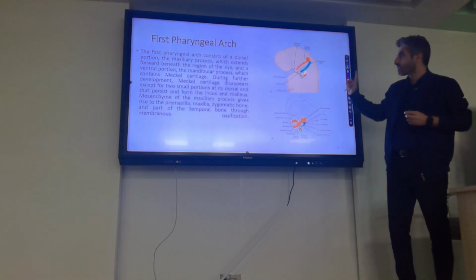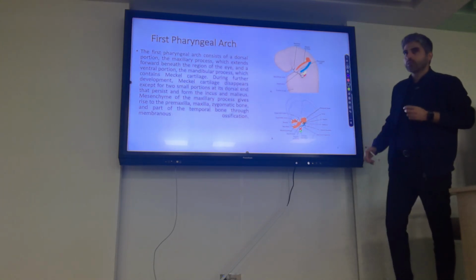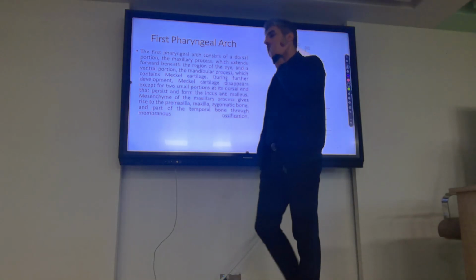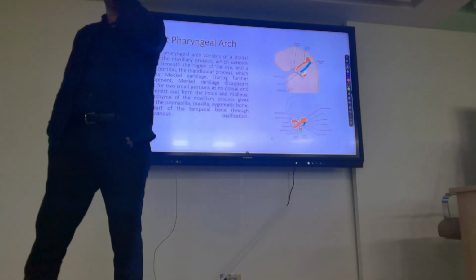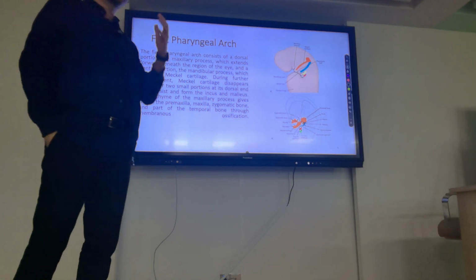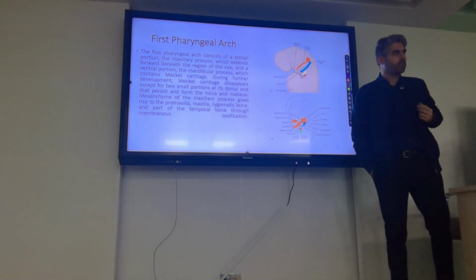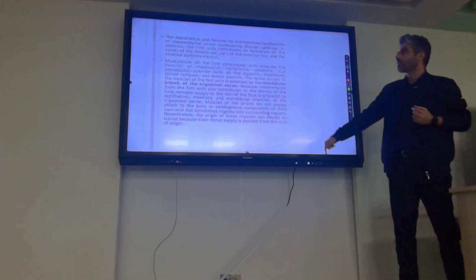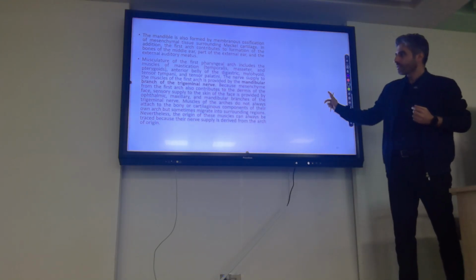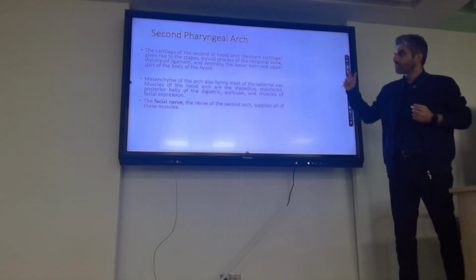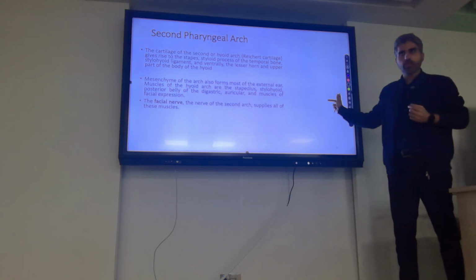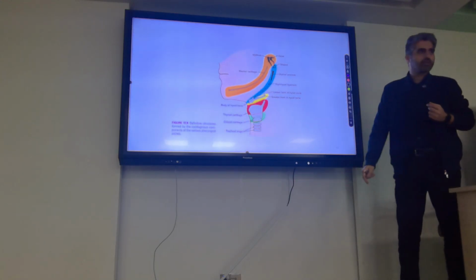Innervation for each arch. The first arch, I told you, the bones are maxilla, mandible, zygoma, temporal. These bones are made by the first arch. I explained for you, and the innervation is trigeminal nerve, so it makes masticatory muscles. Second arch, the nerve was facial nerve. It makes facial muscles.